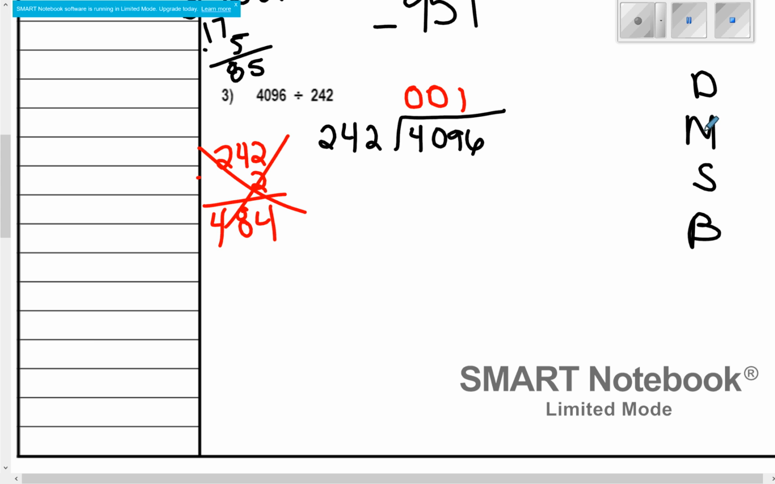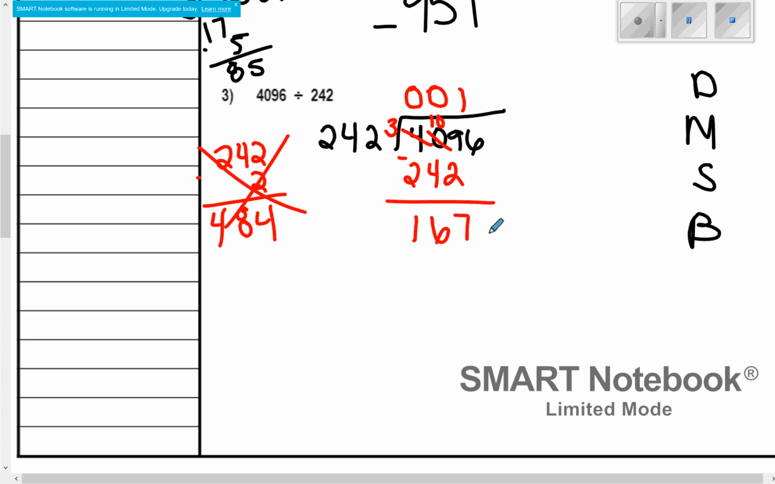Then we do our multiply. 1 times 242 is 242. Then we subtract. 9 minus 2 is 7. We cannot take away 4 from 0, so we have to do some borrowing from that hundreds place to make it a 10. 10 minus 4 is 6. 3 minus 2 is 1. Now 167 should be smaller than 242, and it is, so we are doing it correctly.